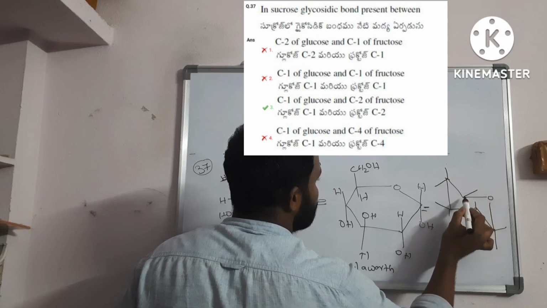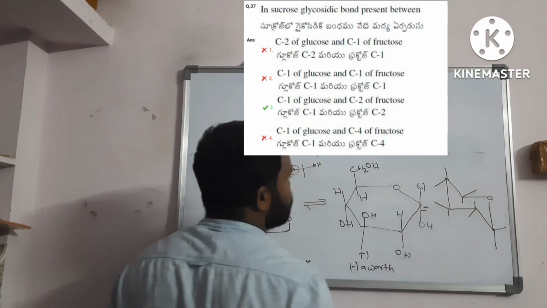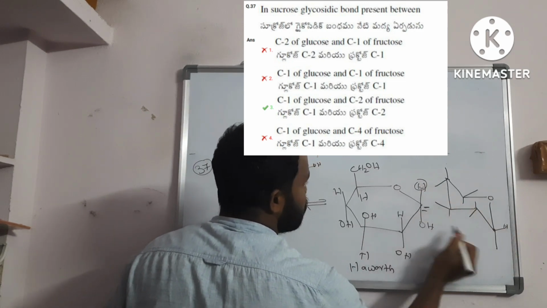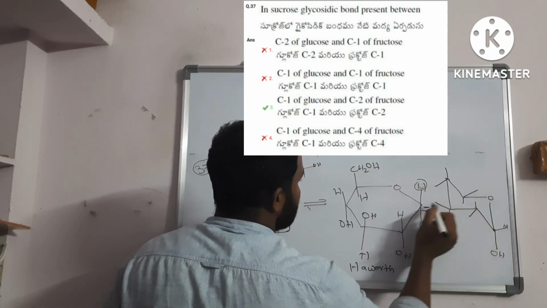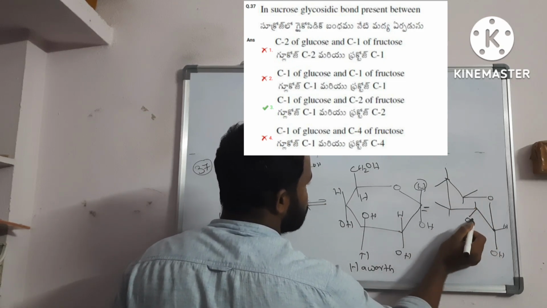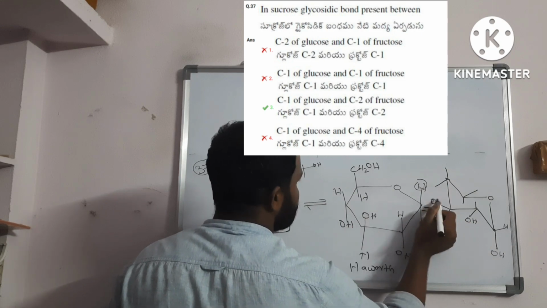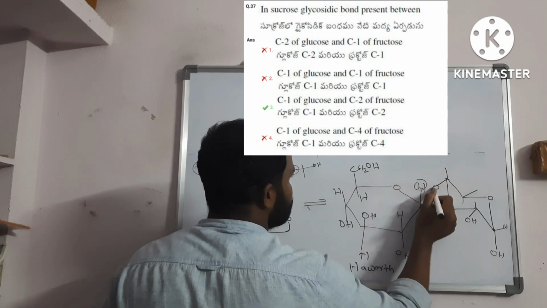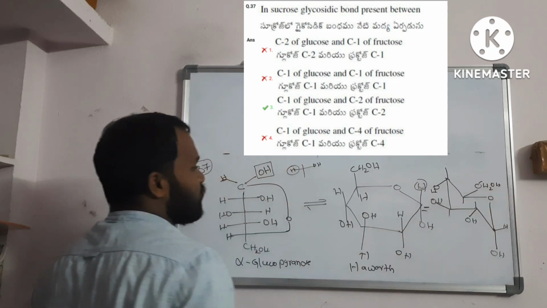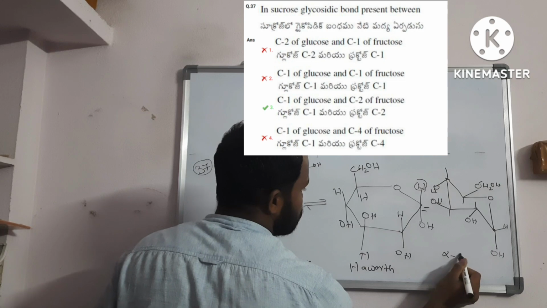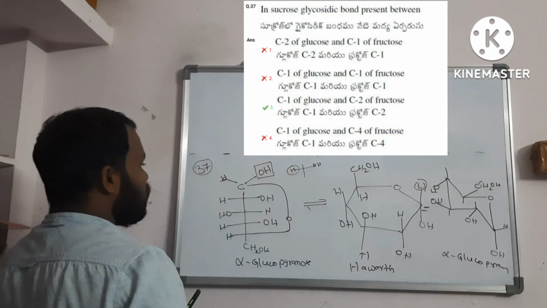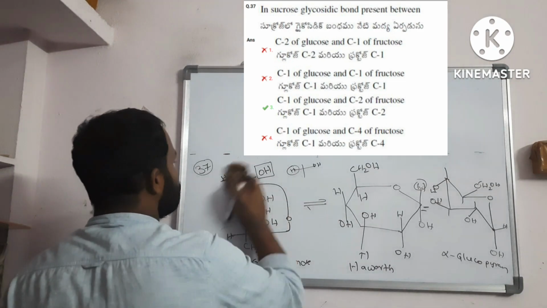Here also same axial. This is equatorial, this is the axial structure. So for this, H is like this here, equatorial, OH is axial. Similarly, H is axial. I am not writing only hydrogens, I am writing only OHs. So downside, this OH is upside. Next, H is up, OH is down. Then this is CH2OH. This is alpha glucopyranose structure. So this structure you should keep in mind.